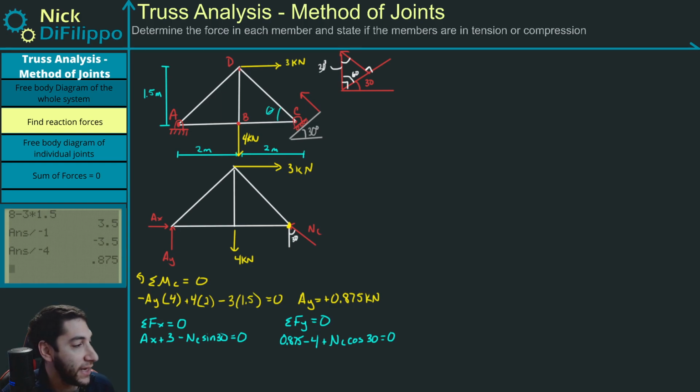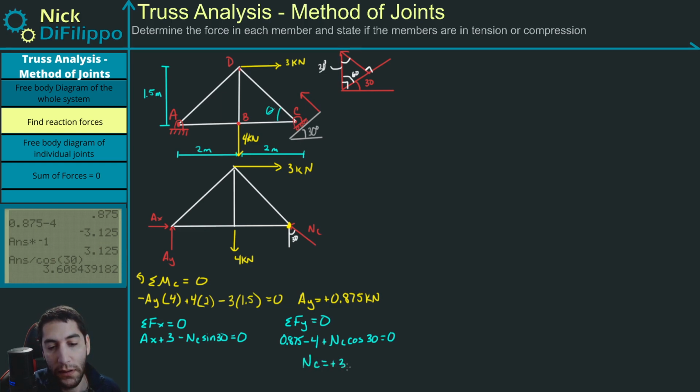And I can solve this. I can do 0.875 minus 4. Bring that to the other side of the equation, and divide by the cosine of 30. And I'll get that NC, my normal force NC, is equal to a positive 3.61 kilonewtons. That's great. Now I can plug this NC into this equation.